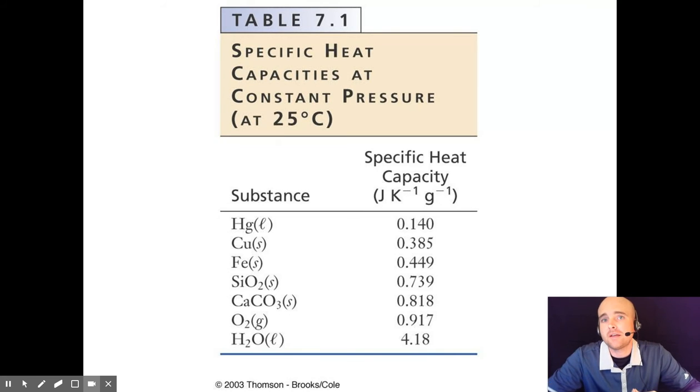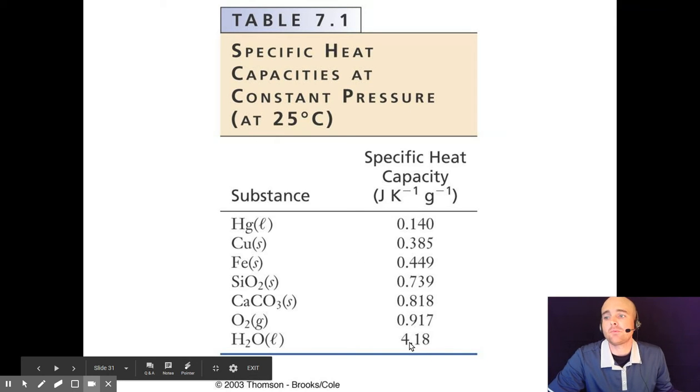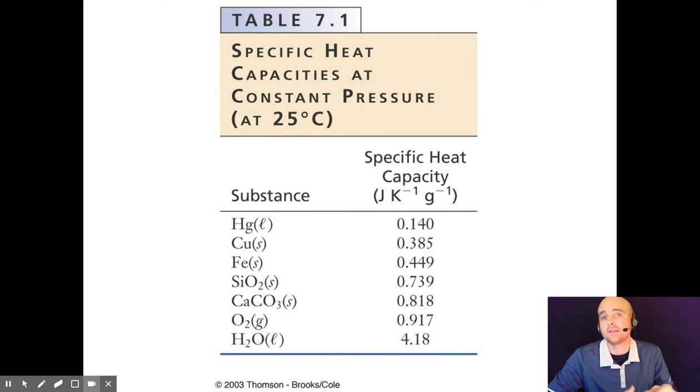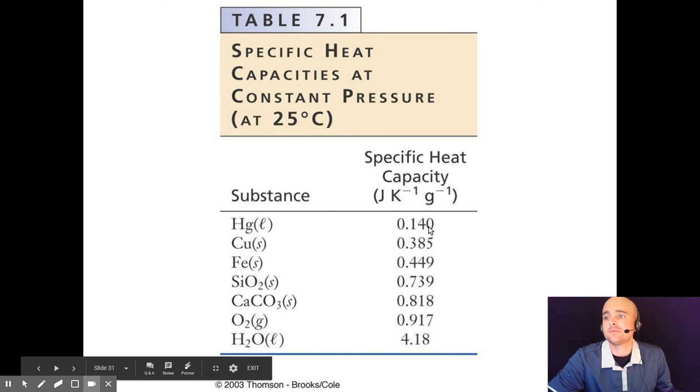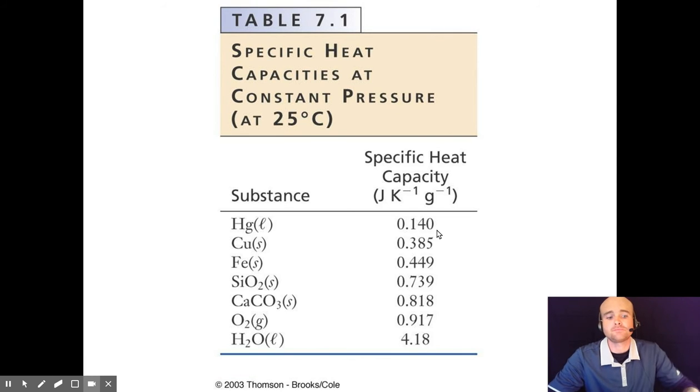Here are some constant values of 7 different substances. Notice that water is 4.18. It's also the highest number. And 4.18 is going to be one of the highest specific heats that you'll find, and the highest one that we'll find in our high school lab. Mercury is one of the lowest ones that you'll find, 0.14.